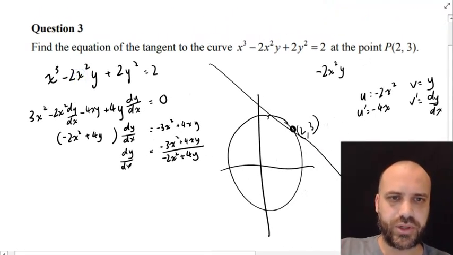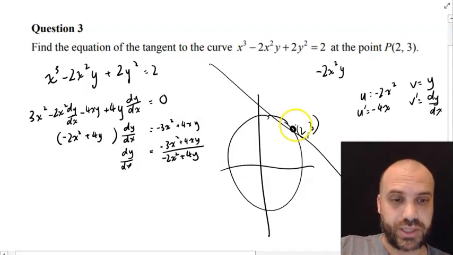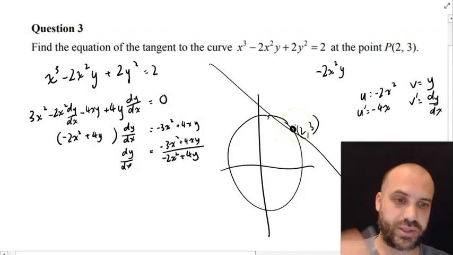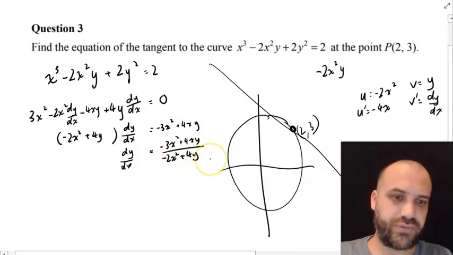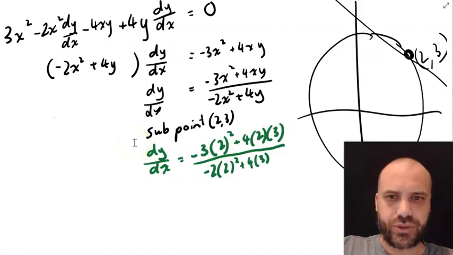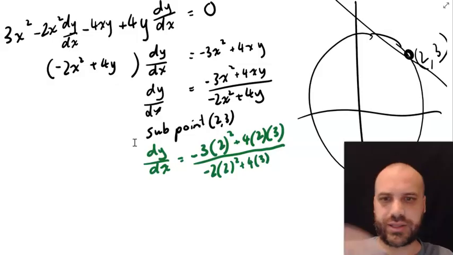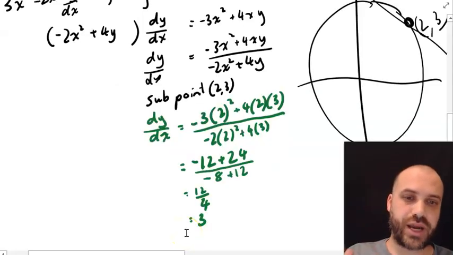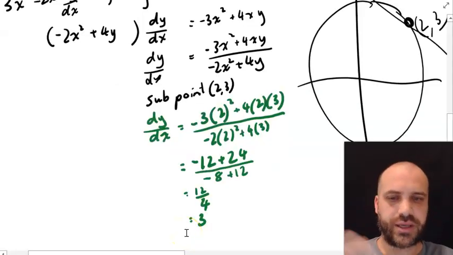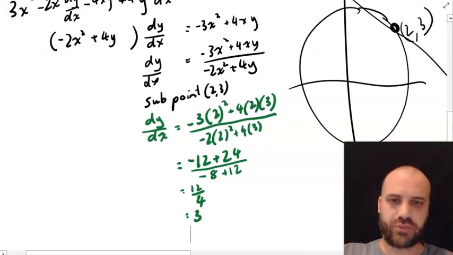I have a function for the derivative, which is good enough for me. Now, I want to know what the derivative is at that particular point, which means I need to sub in (2, 3) into my derivative function. So, subbing in, I've subbed in 2 for x and 3 for y, and don't get those confused. All right, and then let's just calculate that. And we get a nice little gradient there of 3. Neato.